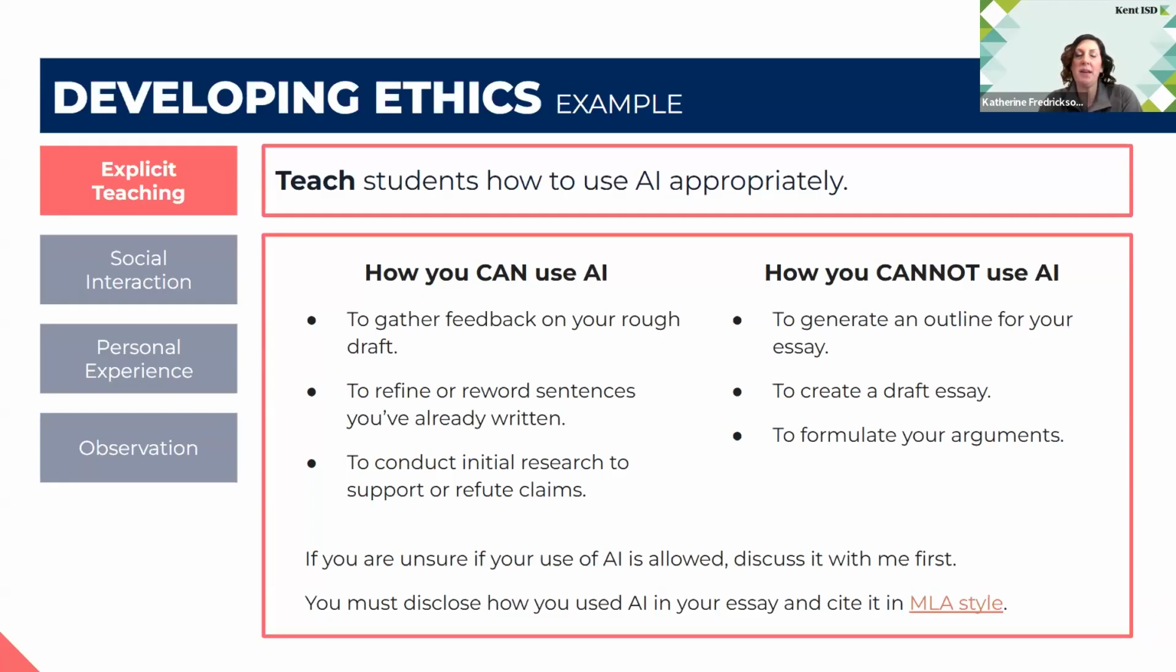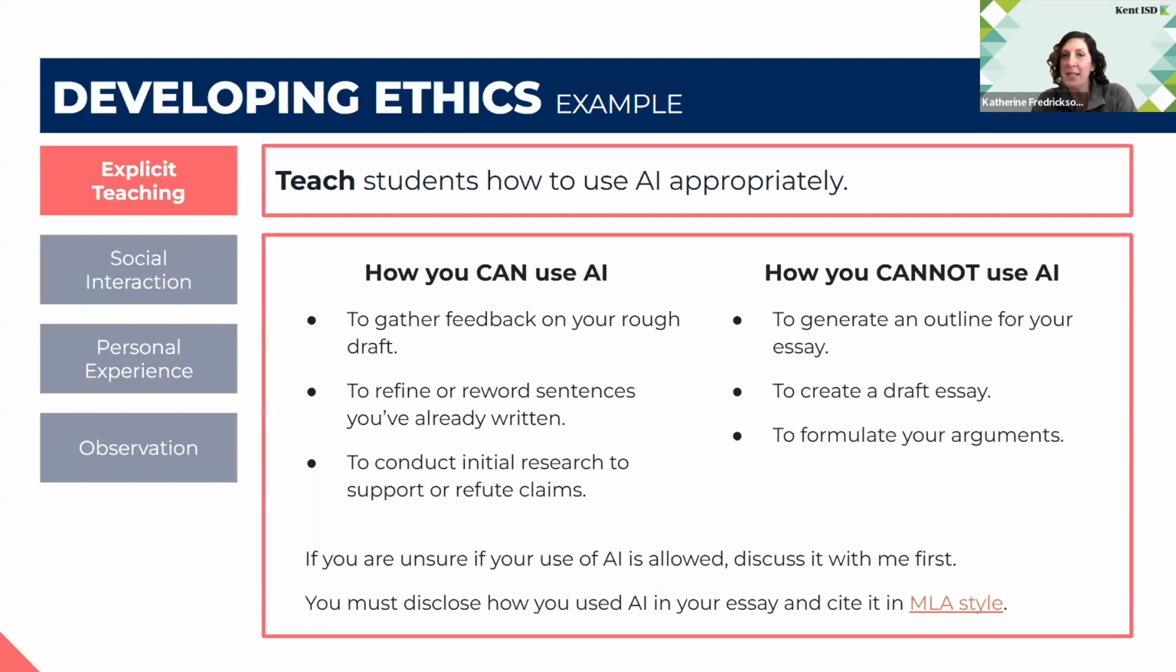Often on top of assignments, there can be a disclaimer in paragraph form that's boxed or highlighted. How can you use AI? Well, you can use it to gather feedback on your rough draft, maybe to refine or reword sentences you've already written, or to conduct initial research to support and refute claims. And as you remember in the beginning of our slideshow, how students were using it, those are some of the ways they were actually already using it.